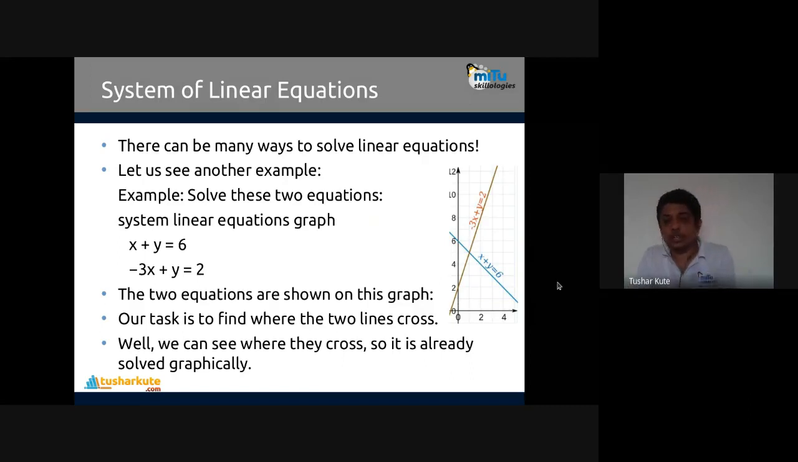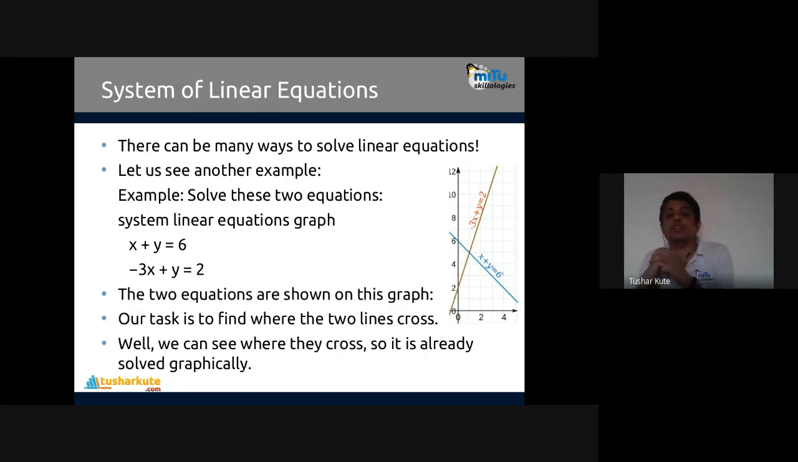So these two equations, as we can see, are in the graph, and our task is to find where the two lines cross each other, just like in the previous example. That was the real world example. Now let's talk about it mathematically, and then we'll try to find where these two lines are crossing.